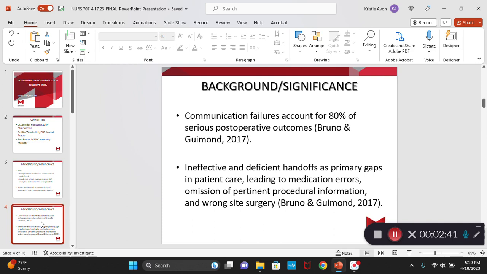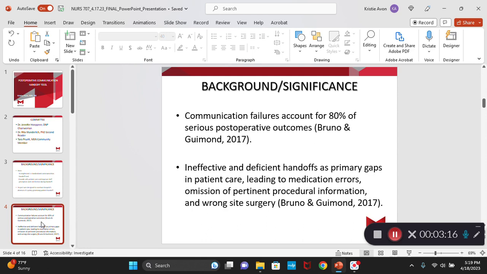The background and significance for this project. This is some pretty fantastic data: communication failures account for 80% of serious postoperative outcomes. Now, when we look at that number, we say 80%. What does that mean? That means 8 out of 10 patients have serious postoperative outcomes. And a lot of that can be attributed to miscommunication or omission of communication.